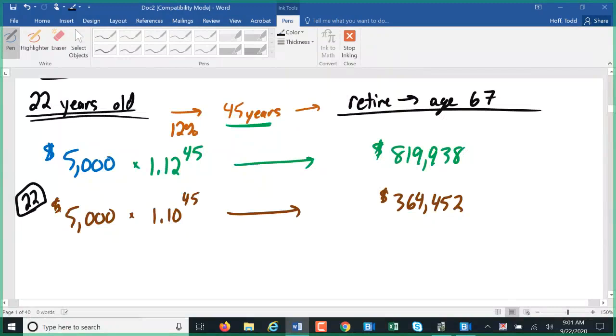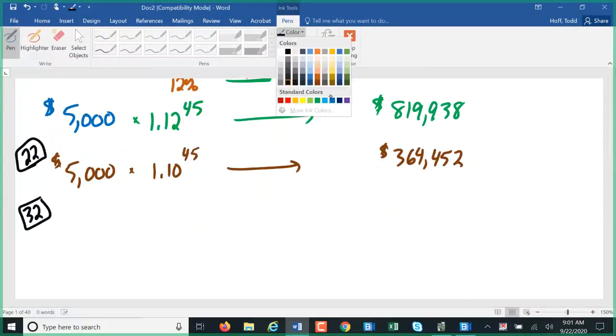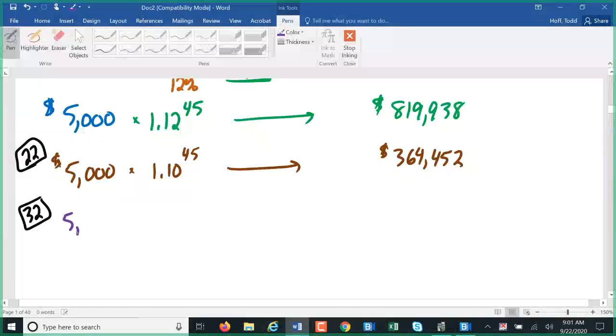What if you get out of college and you decide, you know what, I'm young, I have a good job, I want to have some fun, I want that snowmobile or that four-wheeler, I want that new truck. So you spend your money for a few years and you get to be age 32. And now you decide, okay, now I'll put away some money for retirement. You put away that same $5,000, and let's go with just the 10%. This is only going to be 35 years now, though, instead of 45.